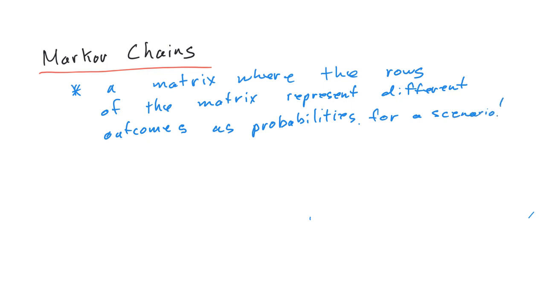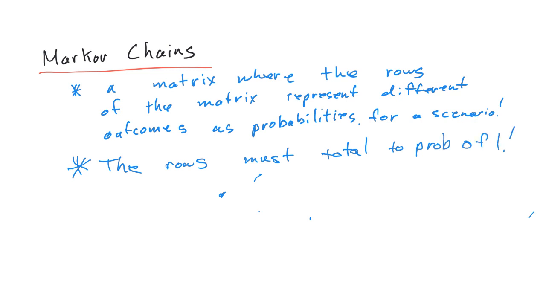Now, because we studied probability distributions, here's what you need to know. The one thing that you really need to understand is that the rows must total to a probability of 1. Now, for you guys, I want you to imagine that we have these rows. Here is an example of a Markov chain. A Markov chain is just a matrix that has all of these things happening.